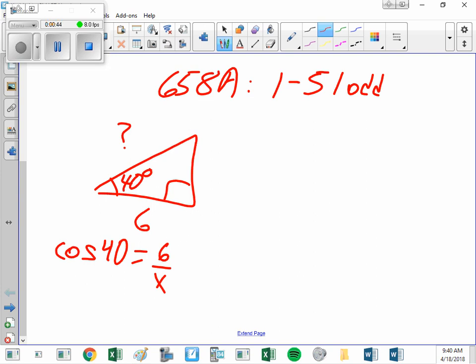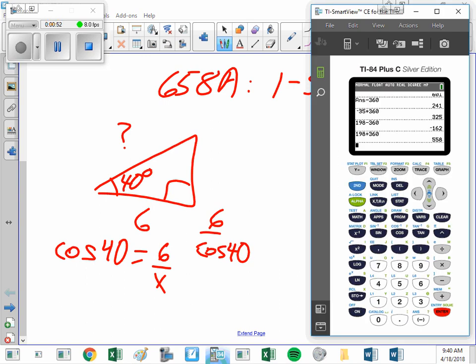That's a switch. So 6 over the cosine of 40. No, we're not going to do that today. So 6 divided by the cosine of 40. Hopefully I'm in degrees. Looks like it. Okay. So that is what sine, cosine, and tangent can do for us, and a lot of other things.